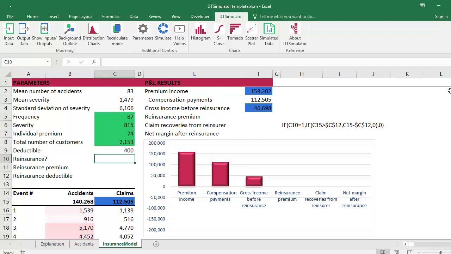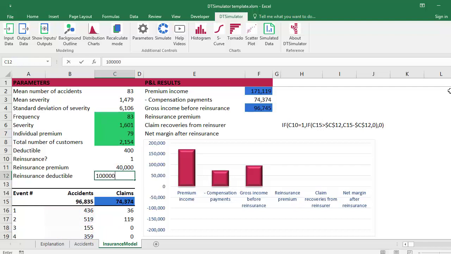29. On cell C10, place a 1. This 1 will function as a binary trigger or switch. If the cell contains a 0, then the insurance clause will not be contracted. Otherwise, a 1 means that the reinsurance contract will take place. 30. On cell C11, write $40,000 for the monthly reinsurance premium. 31. On cell C12, write $100,000 for the monthly deductible amount.